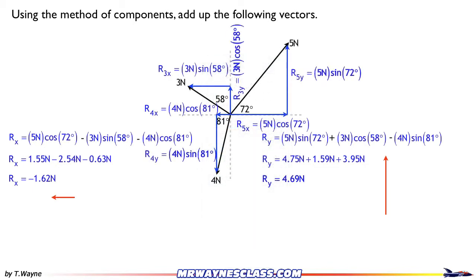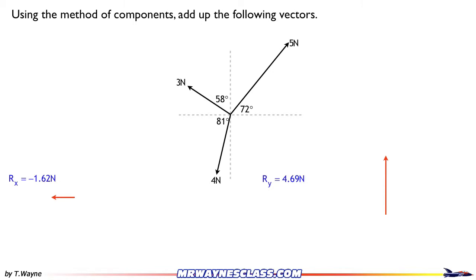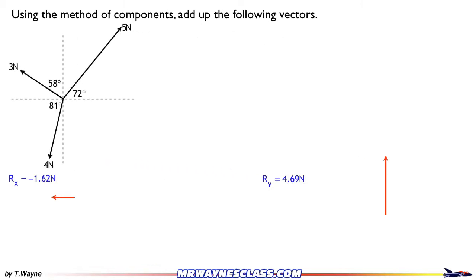Alright, so now I've got this. I've got one more step. I've got to construct my final answer. So I'm going to get rid of a lot of the stuff you see on the screen and move the main drawing out of the way. And then I'll have in the y direction, Ry, that is the resultant y component of 4.69.